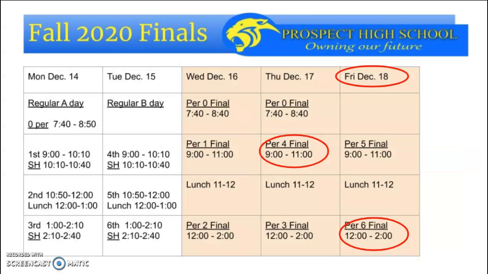Depending on which period you are, your final is going to be on Thursday or Friday. If you're from my period 4, your final is going to be on Thursday, period 4, 9 to 11. Just notice that for Thursday, for whatever the reason, period 4 and period 3 are reversed. So that means you're going to have the period 4 final first and then the period 3 finals in the afternoon. If you're in period 5, you're going to have it on Friday at 9 to 11, and period 6 is going to be from 12 to 2.